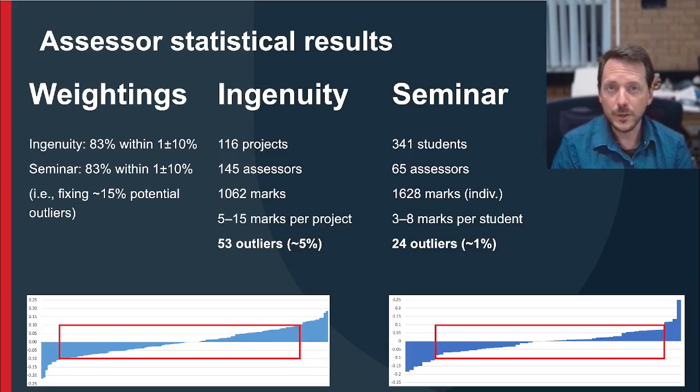For the seminar event, which was marked only by academics, about 1% of the marks were considered as outliers. And as we've said before, for this event we do have a fewer number of assessors because it is marked only by academics at the moment. That might change in the future, but it's a side comment in terms of the context of this presentation.